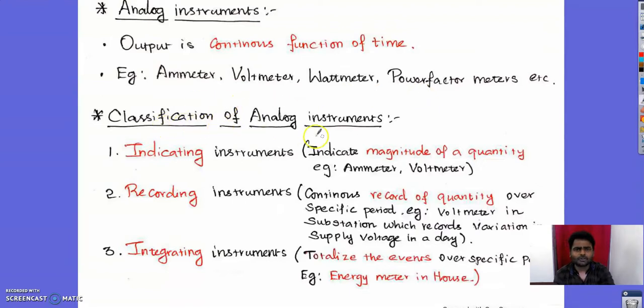The classifications of analog instruments are indicating instruments, recording instruments, and integrating instruments. Indicating instruments indicate the value that is to be measured. The ammeter indicates the value of current, and the voltmeter indicates the value of voltage. We have seen this ammeter and voltmeter in laboratories, so those are indicating instruments.